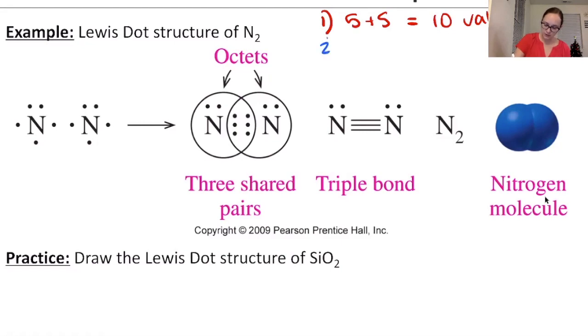Okay, number 2 is our number of theoretical electrons. So if everything had a full octet, how many would we have? We have 2 atoms and 8 electrons each, meaning we have 16 theoretical.